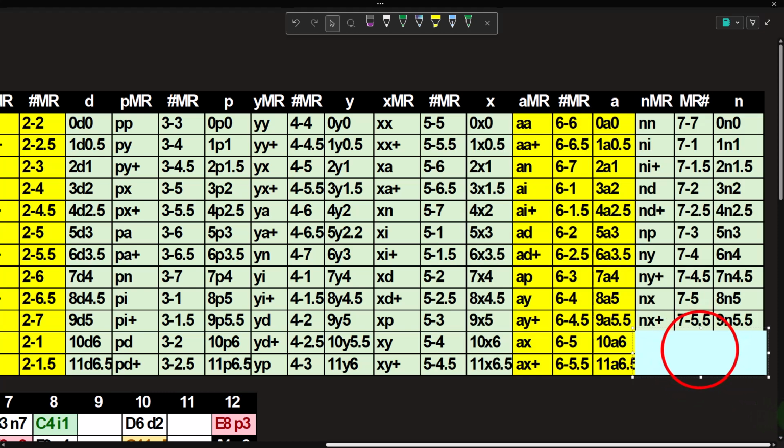Let's just do the last one here because I'm getting tired. We're going to say it's an NA plus modal range. It's going to go from the Locrian into the Aeolian Ocean. That's a 7 to 6.5 modal range. How do I get there? Well, you start on the Locrian, of course.